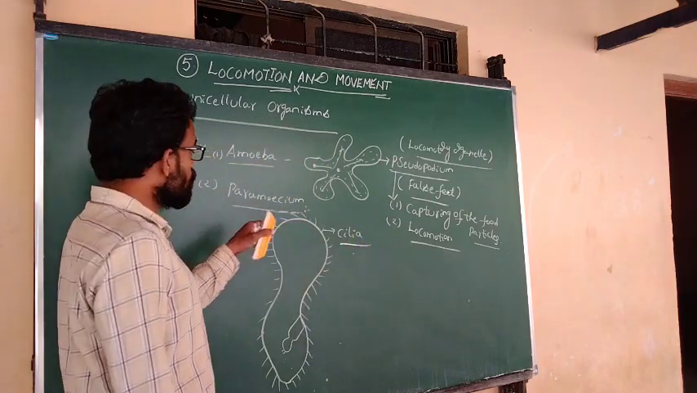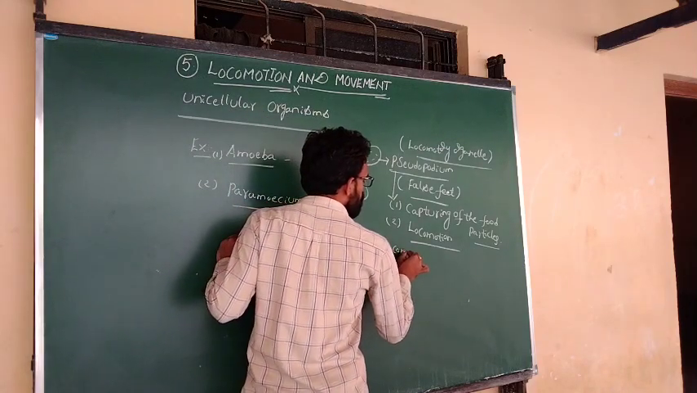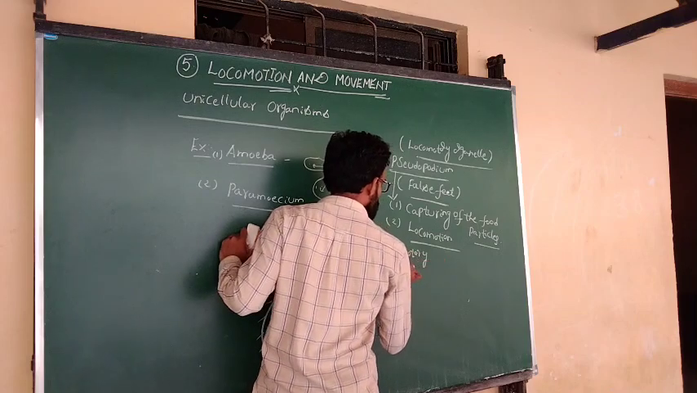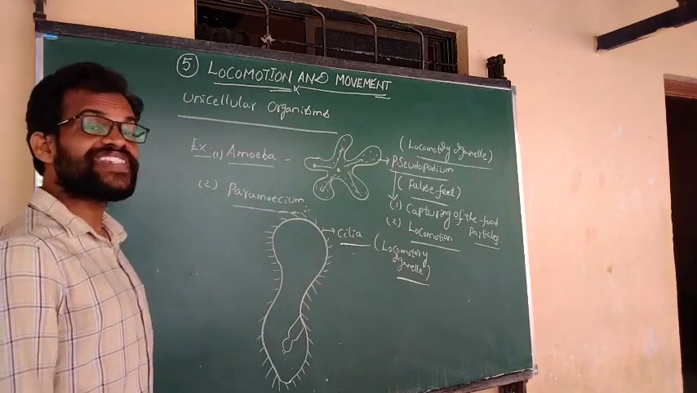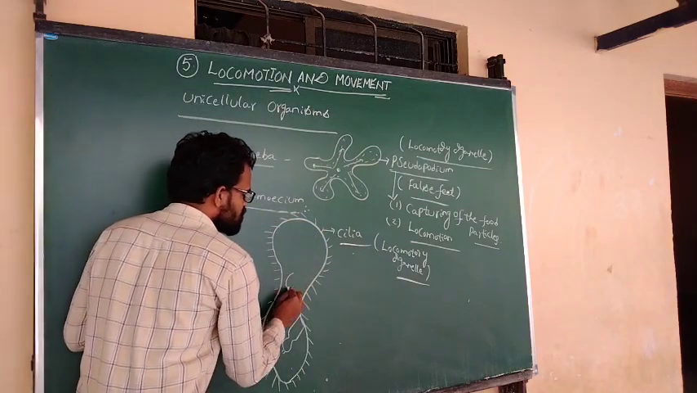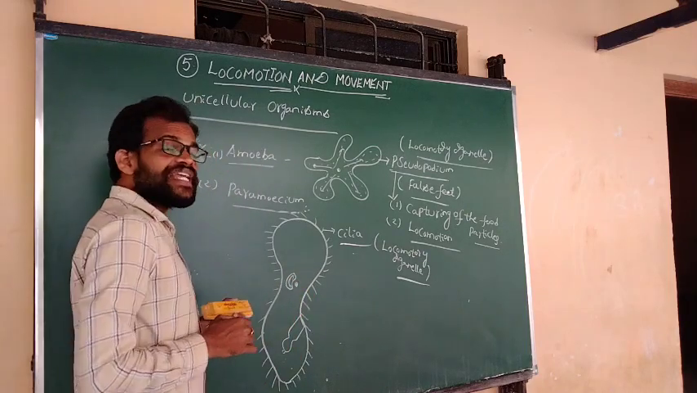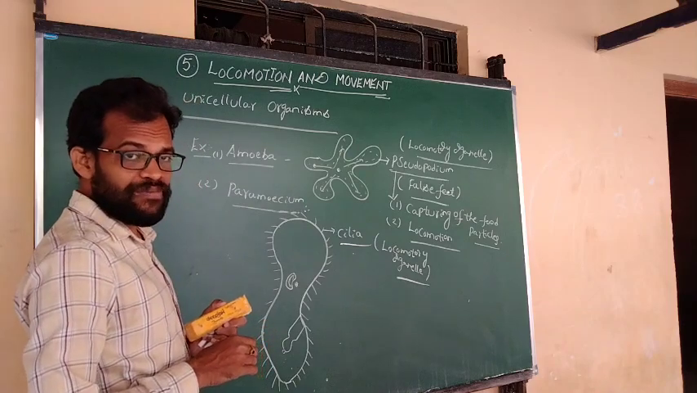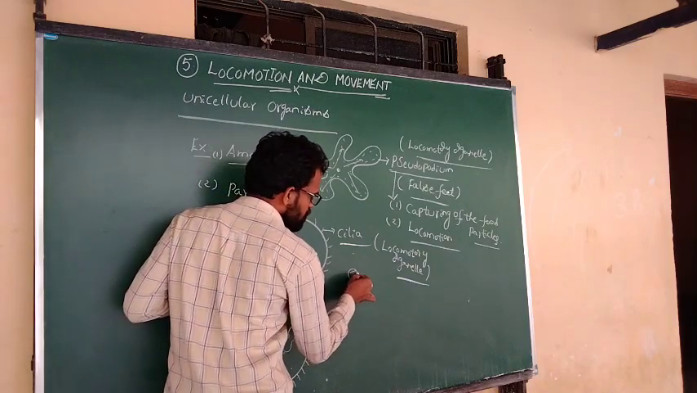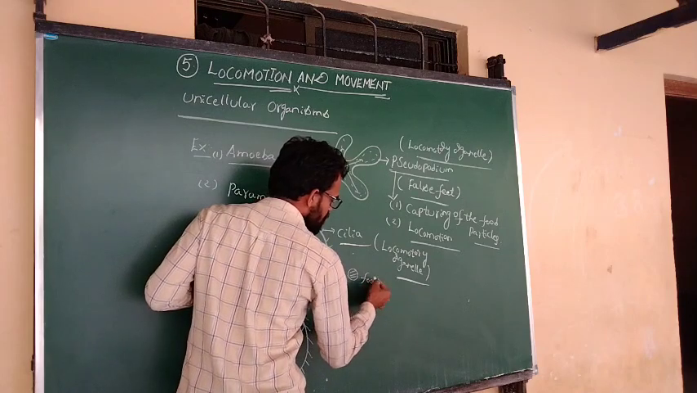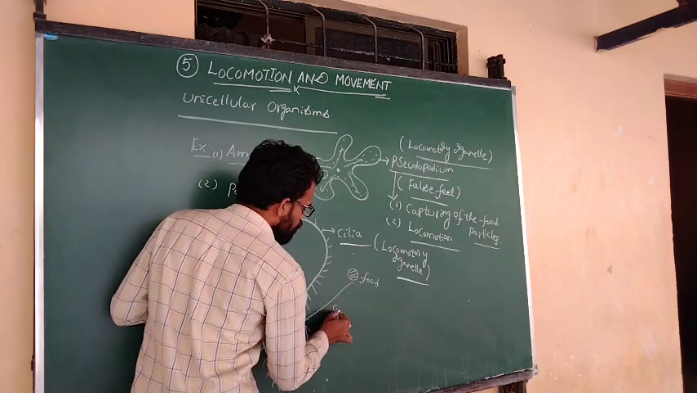The cilia are the locomotory organelles present in the Paramecium. What is the function of these cilia? The cilia are locomotory organelles that move the organism from one place to another, and are also helpful for the movement of food particles, which are sent into the cytoplasm.